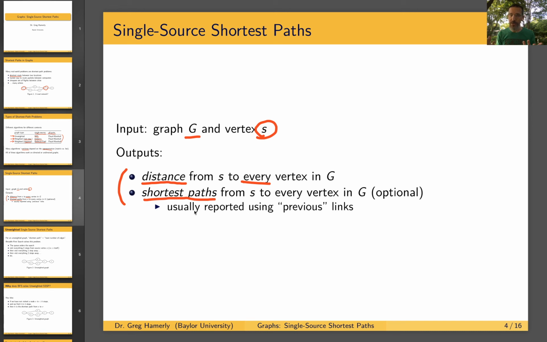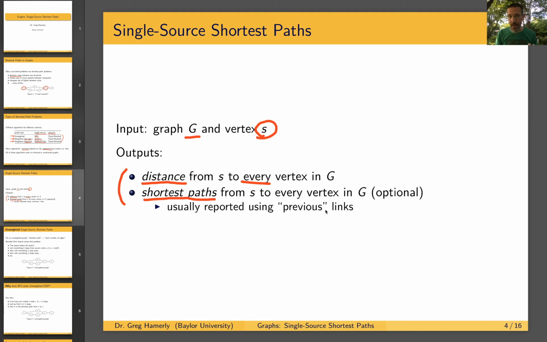It only tells me what the distance is. So actually figuring out what the shortest paths are could be a secondary output of these algorithms, but it's not a necessary thing. And sometimes we run these algorithms without figuring out what these actual paths are.